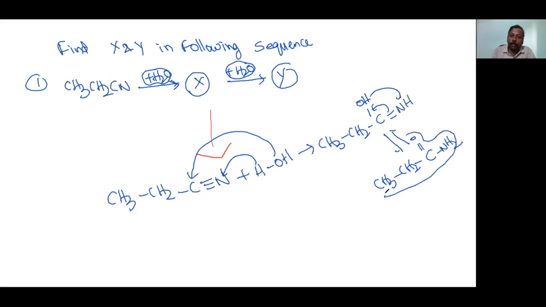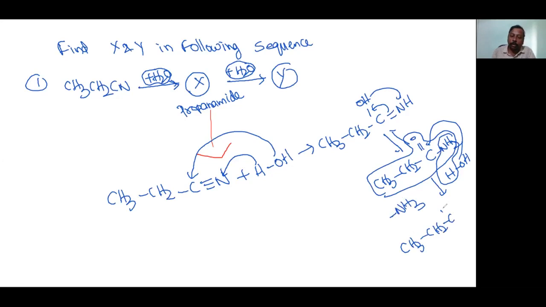And what is its name? Its name is propanamide. Three carbons are there. So X is propanamide. Now when you further use the water molecule, H and OH, this OH will be attached here. H and NH2 will be lost as minus NH3. Then it will be CH3, CH2, C double bond O, OH.